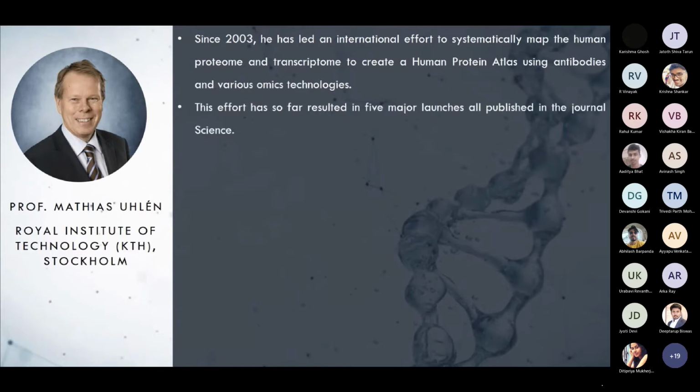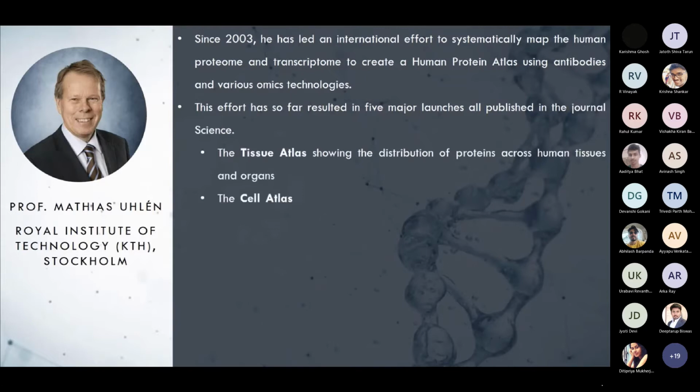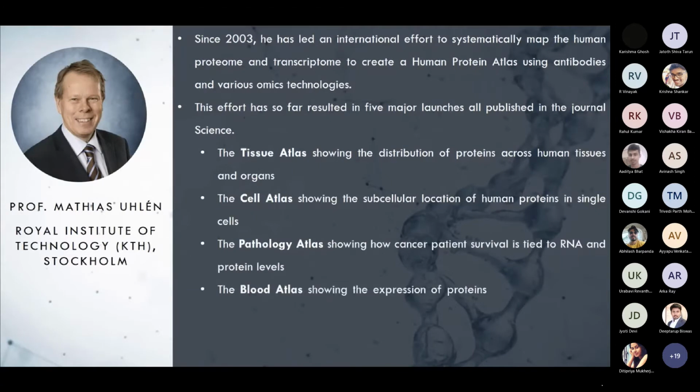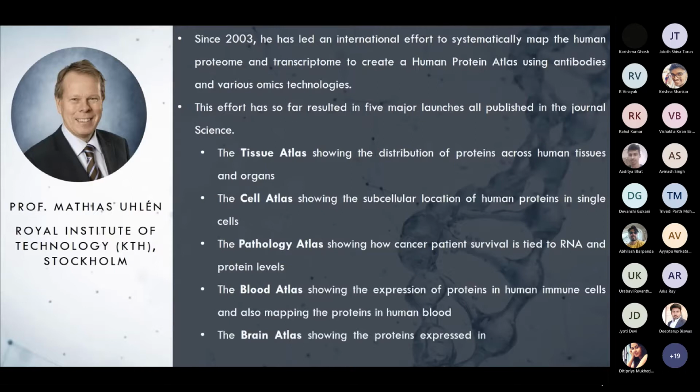The Tissue Atlas, showing the distribution of proteins across human tissues and organs. The Cell Atlas, showing the subcellular location of human proteins in single cells. The Pathology Atlas, showing how cancer patients' survival is tied to RNA and protein level. The Blood Atlas, showing the expression of proteins in human immune cells and also mapping the proteins in human blood. The Brain Atlas, showing the proteins expressed in different parts of human, pig, and mouse brains.